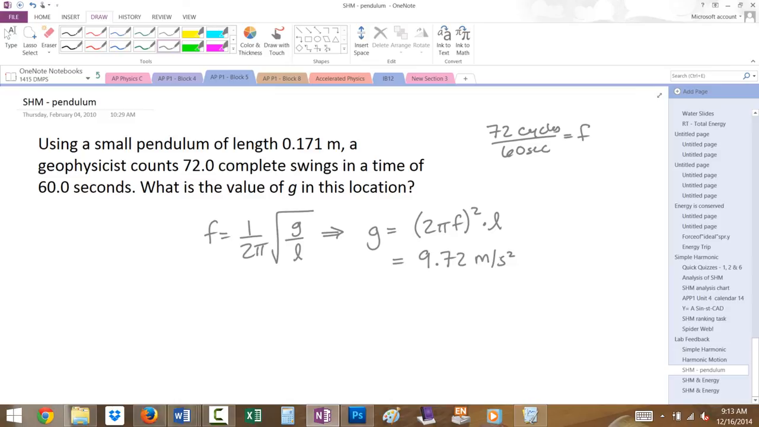The algebra there isn't super lovely, but it's not super hard. But is there anybody who'd like me to go through it again? I'm very happy to. Yeah. I'm just getting confused between frequency and period. Like which one to use?